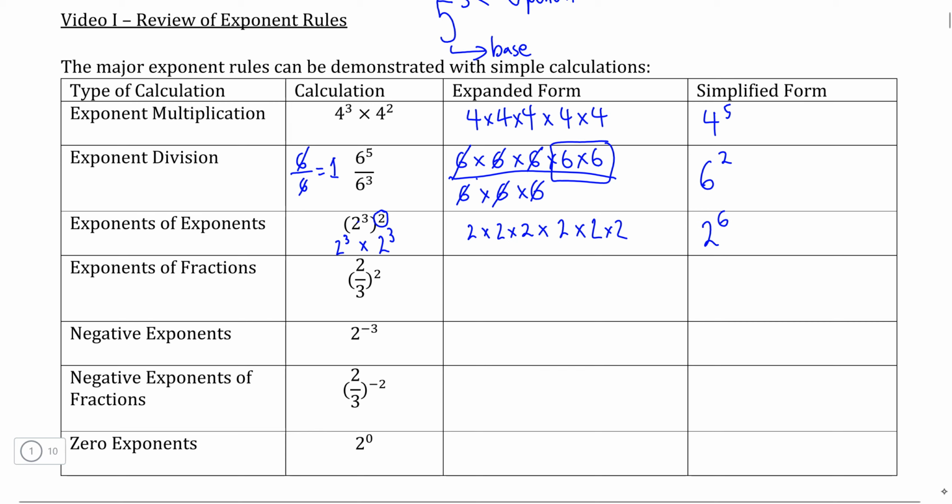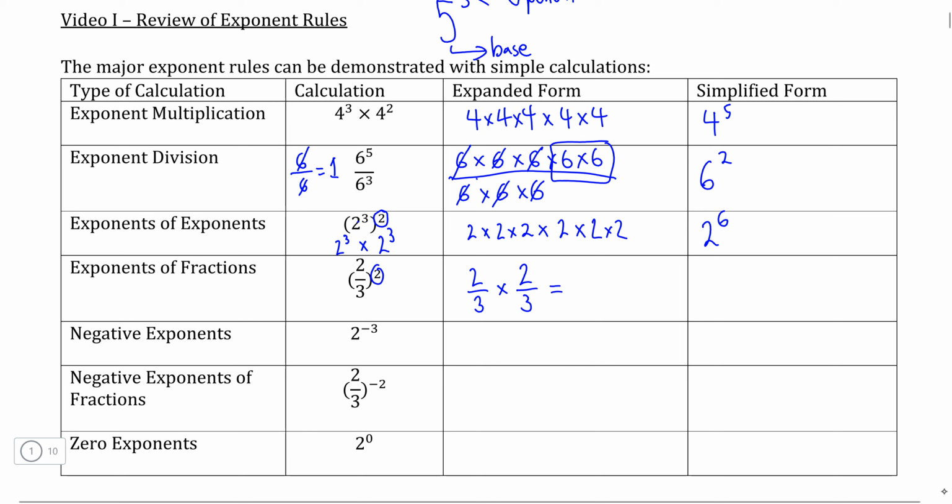Now, the next example is not really any variation to the rule. It's just looking at what happens if we have a fraction inside of the brackets. Here we treat the exponent no differently. In this case, our base is not an integer or a natural number. Our base is a fraction, 2 over 3, and our exponent 2 simply says that we're multiplying the fraction by itself twice. So 2 over 3 times 2 over 3.